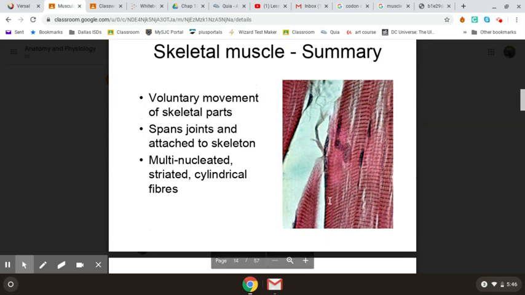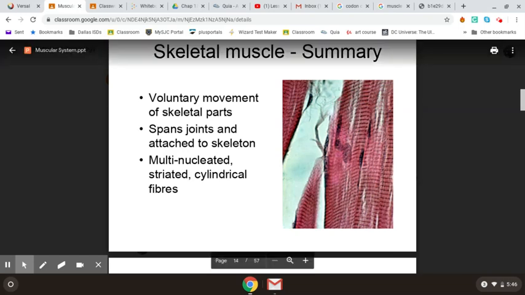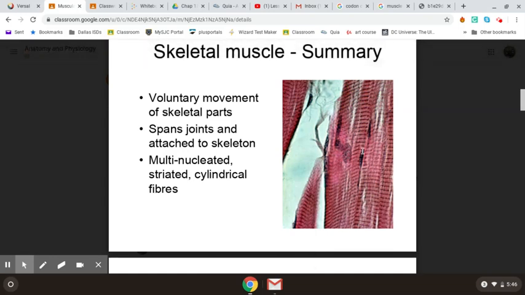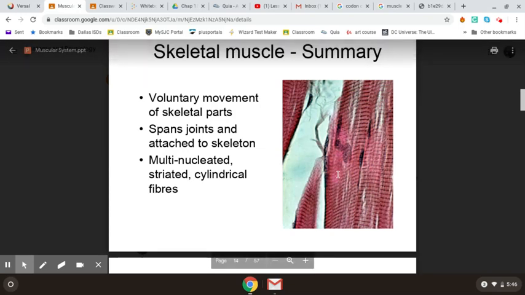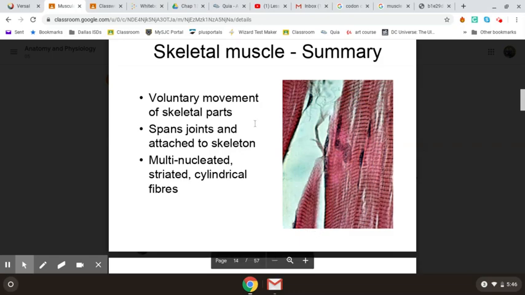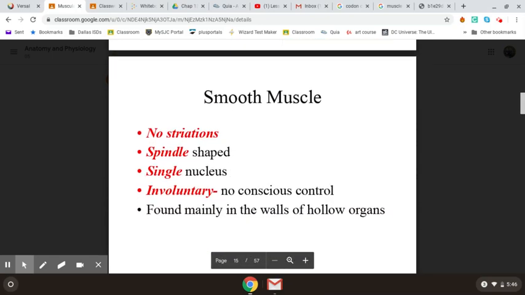Here is a microscopic view of skeletal muscle. We saw this when we did the tissue slides. Here are all my striations. Here are the nuclei, all these little black dots. This is multinucleated. They're very linear in shape and very, very striated. So that was skeletal muscle.